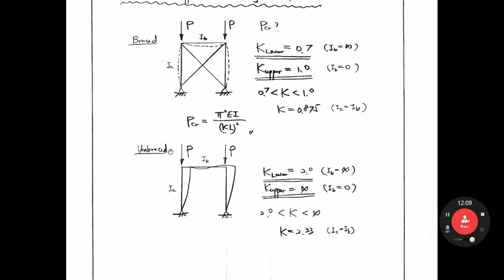Okay, secondly, I'll show you the unbraced case. Unbraced case means we have side sway like that because there is no brace to prevent side sway.